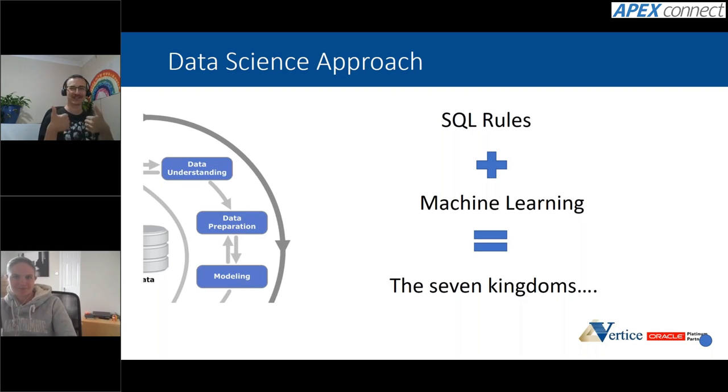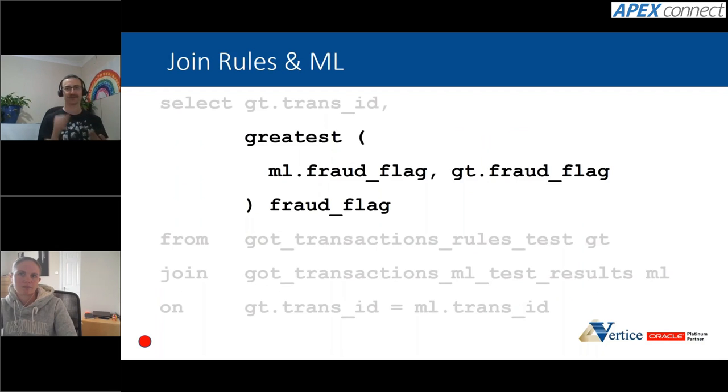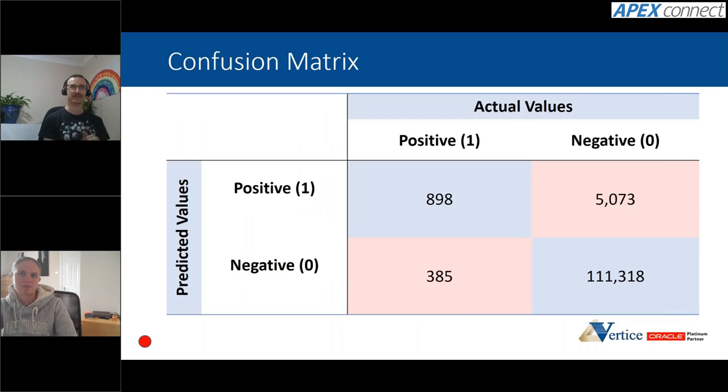Fantastic. Sounds perfect. Brilliant. In this case, I'm not sure whether you'd call it pessimistic or optimistic, but we really want to catch people who are making fraudulent transactions. So whether the rules mark it as fraud or machine learning marks it as fraud, we're going to say it's fraud, tag it, and investigate those transactions. If either of them has a fraud flag, we will pull them out. And doing that, we can then build a confusion matrix a little bit like this.